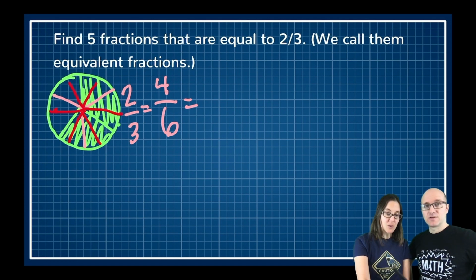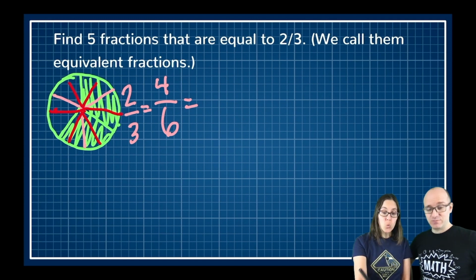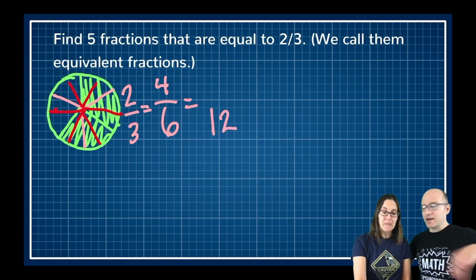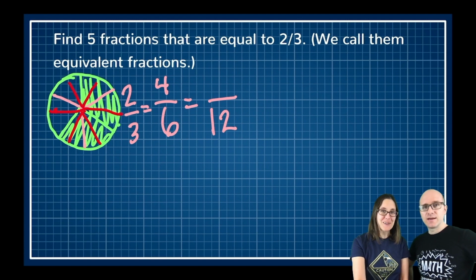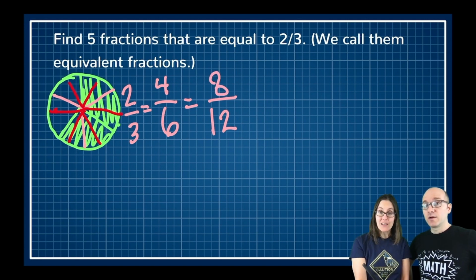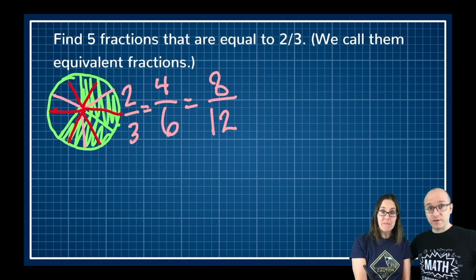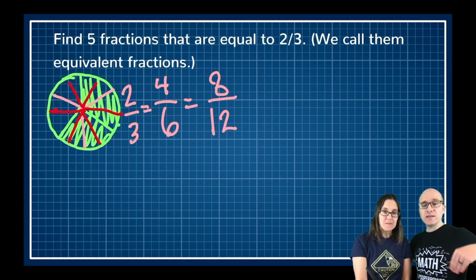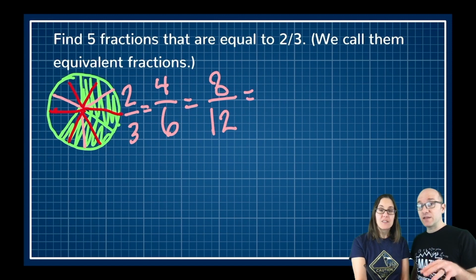So how many pieces do I have now? So now you'd have 12. 12 pieces. It almost looks like a clock, the way you've sliced it up here. It just about does. And now I have 8 that have been shaded. So 8/12 is 8 over 12? Equivalent fraction. Remember, 8 is what we call the numerator, 12 is the denominator.